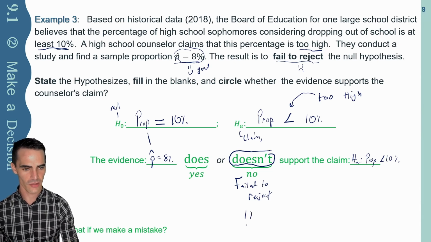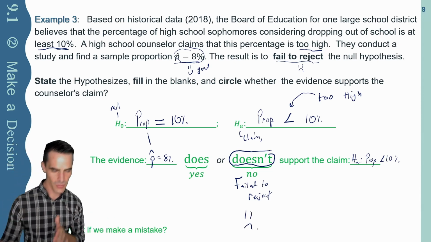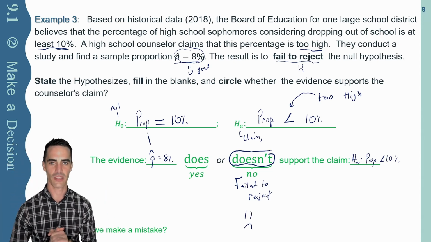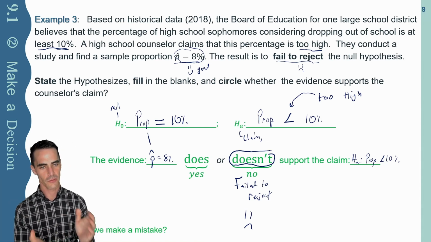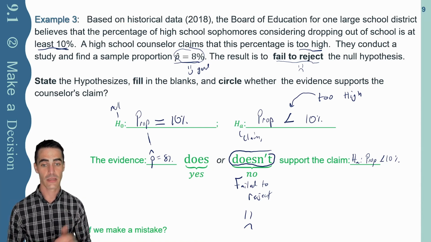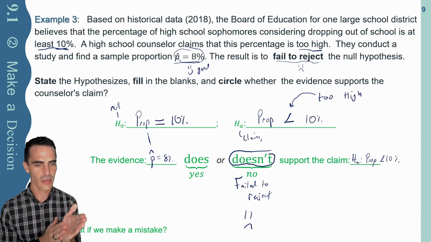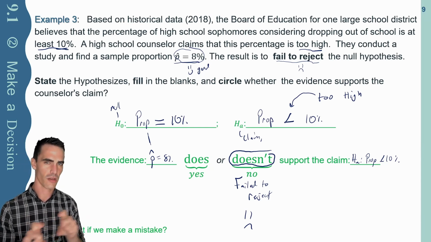Bummer. Again, everybody walks around sad. The high school counselor's like, man, I had this big claim, I had this big idea. I thought maybe we were making a difference or something. And unfortunately, we failed to reject. But there's still hope, because these claims or these debunks are based on a probability.